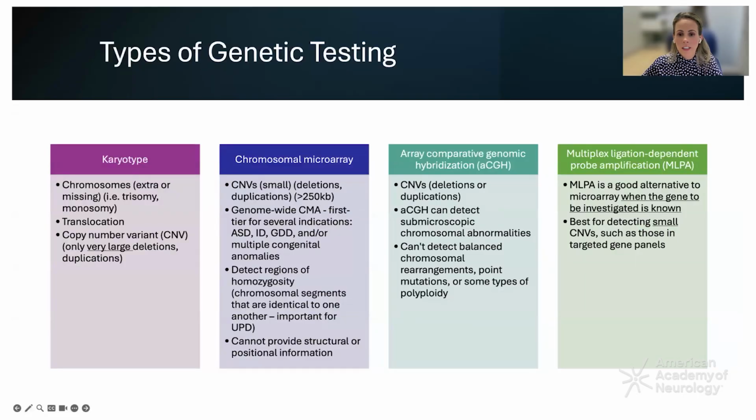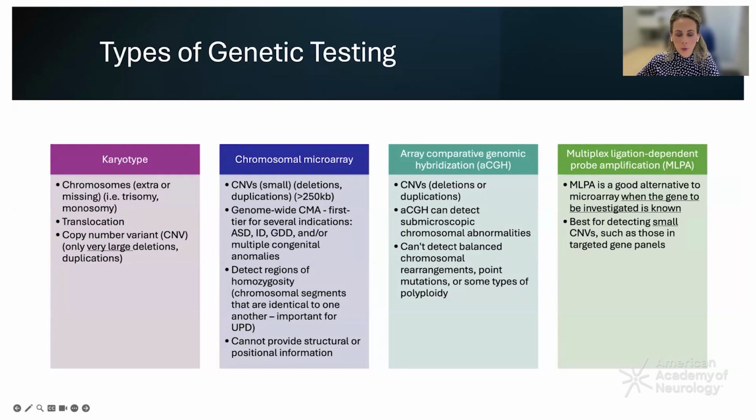The type of genetic testing needed is based on the variant type, so copy number variant versus a sequencing variant. For copy number variants, karyotype, chromosome microarrays, array comparative genomic hybridization, or aCGH, and multiplex ligation-dependent probe amplification, or MLPA, are the tests of choice. Karyotypes are used for chromosomal abnormalities, so extra or missing chromosomes, so trisomies, monosomies, for large translocations, and for very large copy number variants, which are deletions or duplications.